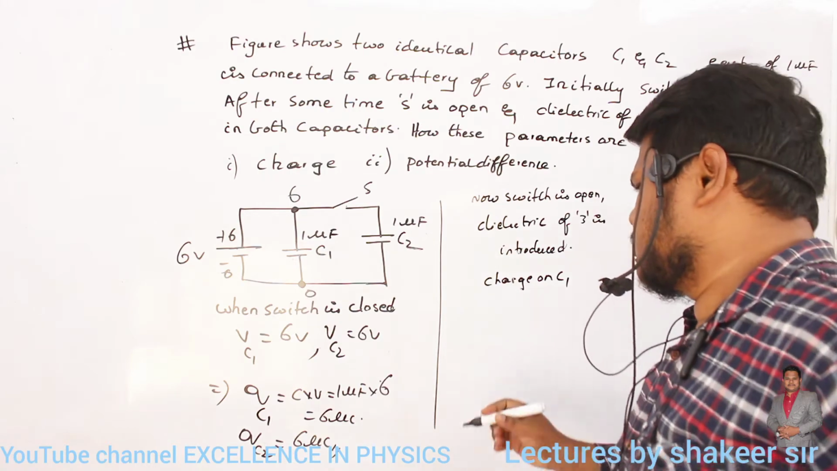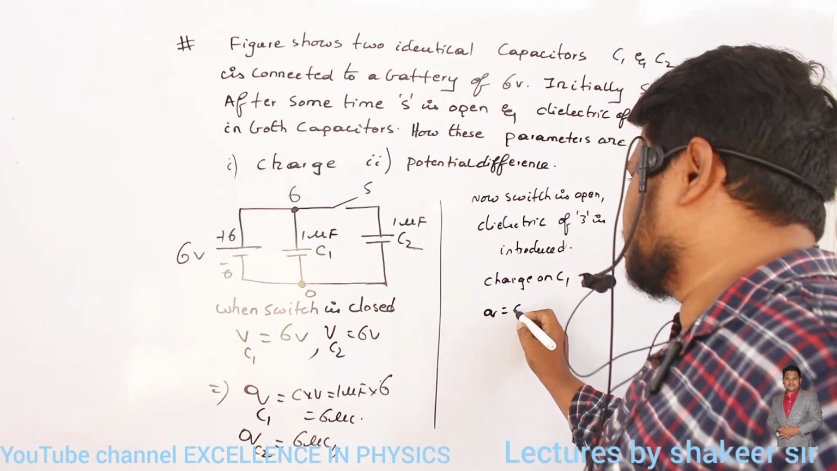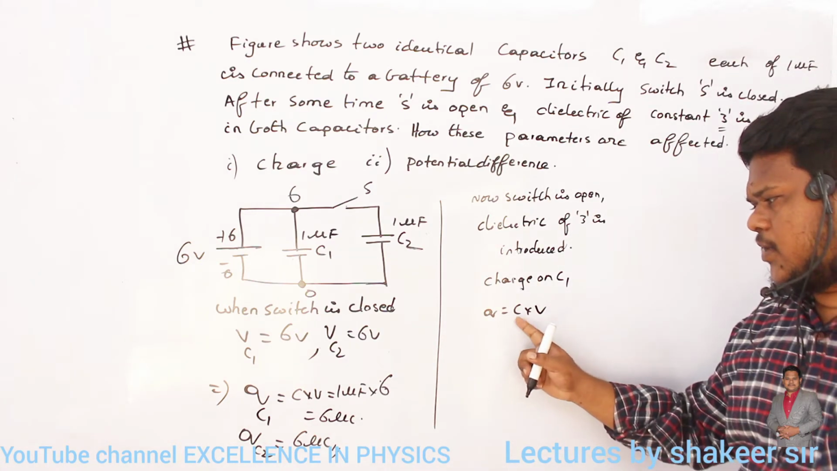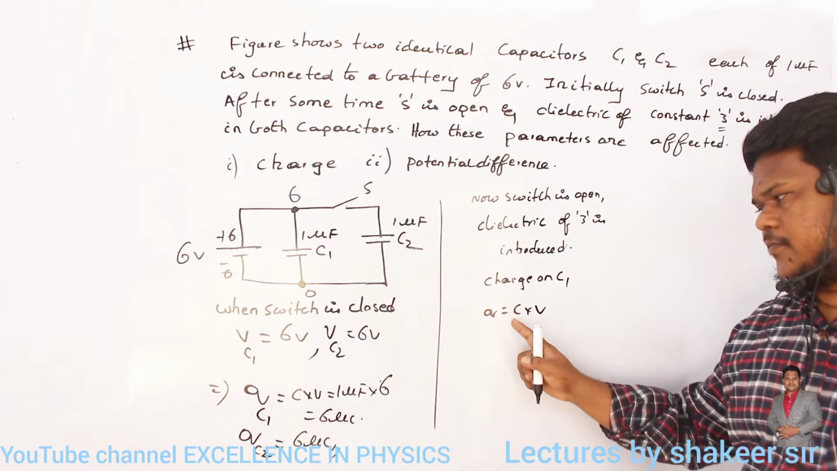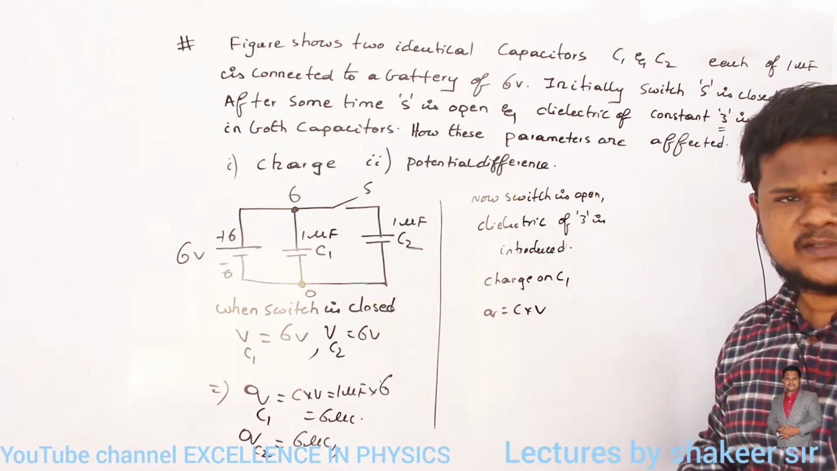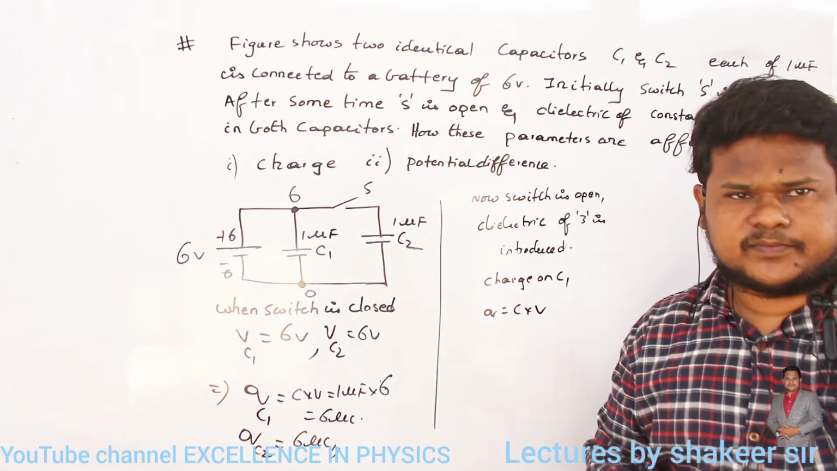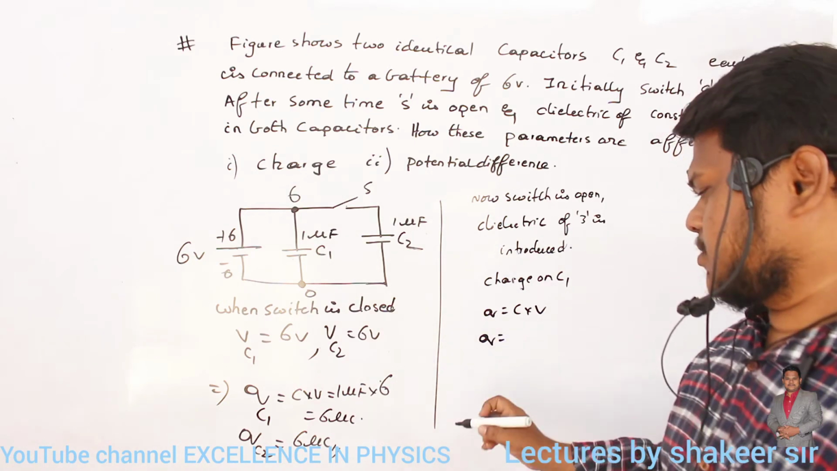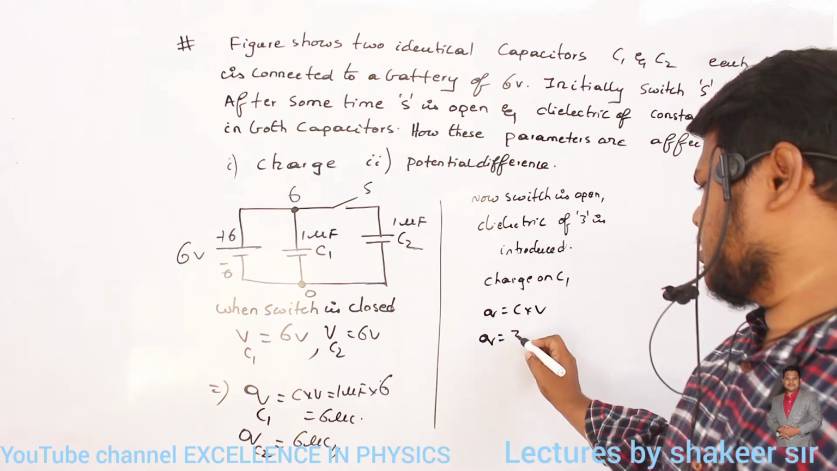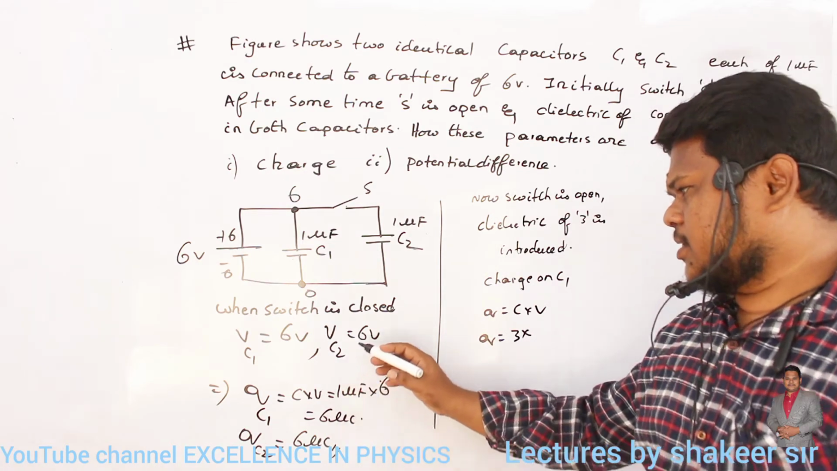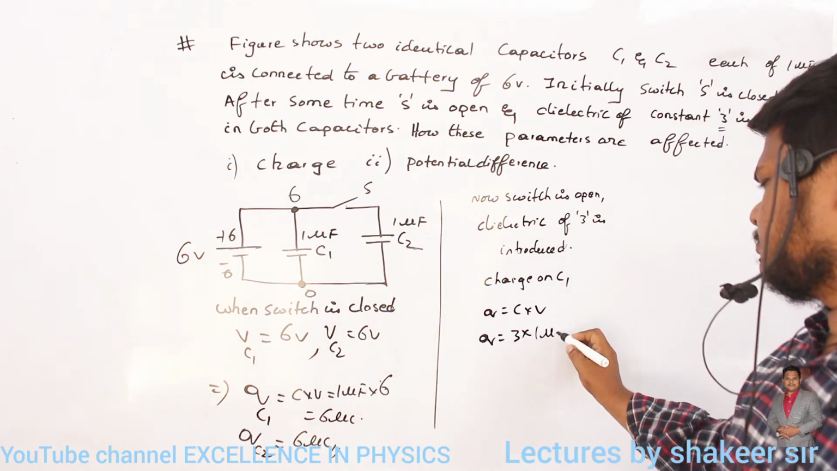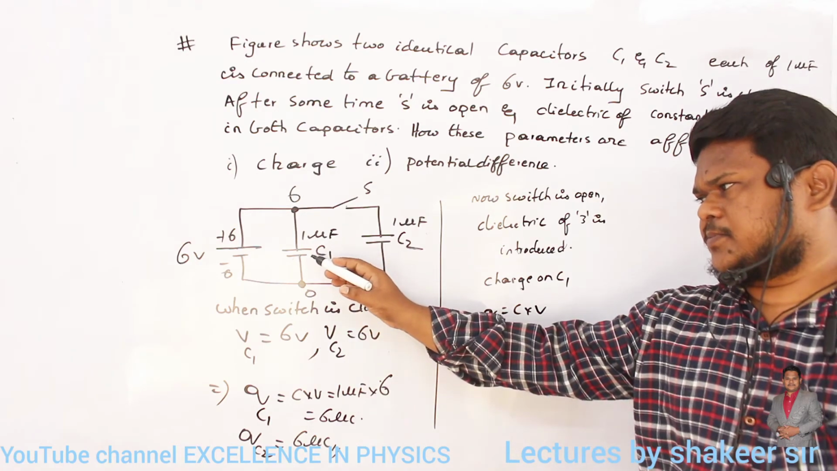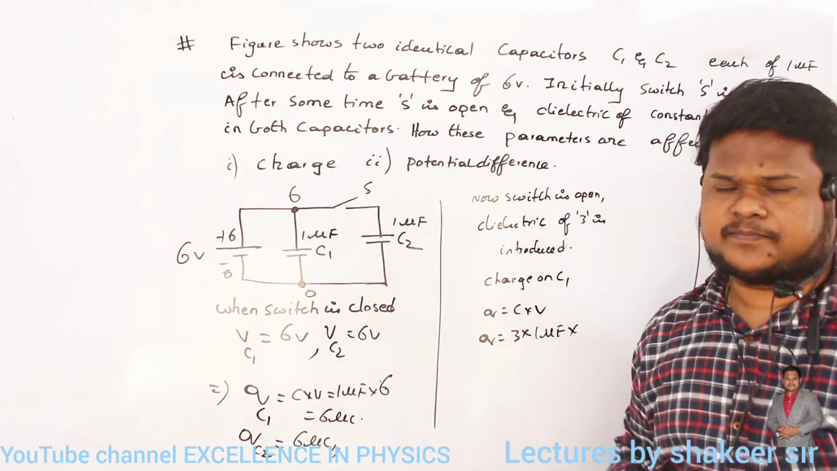Okay, the charge formula is Q is equal to C into V only, no? So if I introduce a dielectric, what happens to the capacitance? Capacitance increases by K times, no? So Q is equal to, what is the final capacitance now? It is 3 into the initial capacitance. Initial capacitance is 1 microfarad, multiplied by the potential difference. So now can you say what is the potential difference across this capacitor?